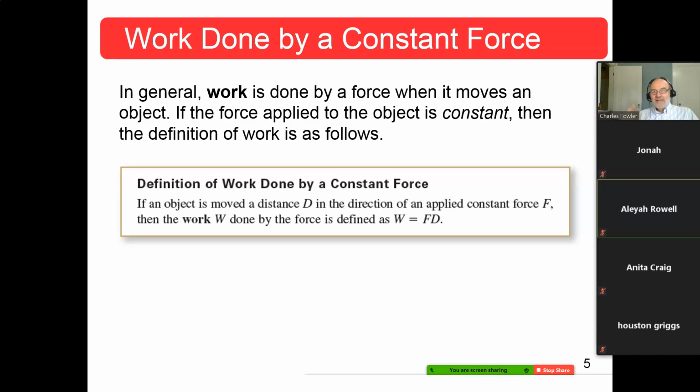Okay? Now, a couple things in there. Object moved the distance d in the same direction of the applied force. If they're in the same direction, and if the applied force is constant, then the work done is F times d. Now, one thing that's sort of buried in there, if you don't move something, you're not doing any work. Now, I usually give the example of our patio.